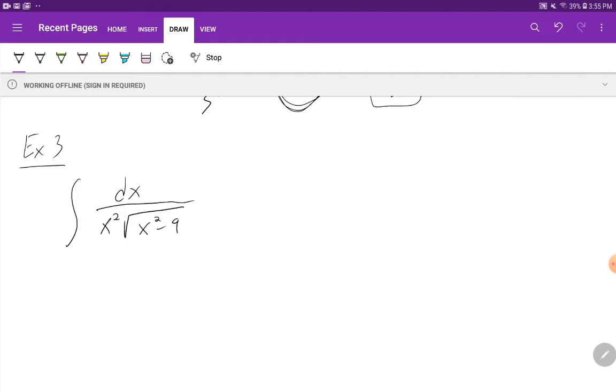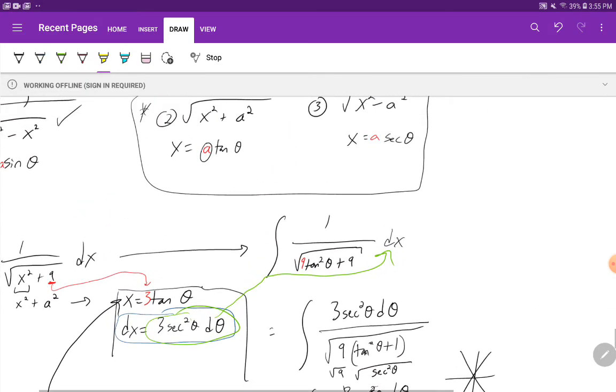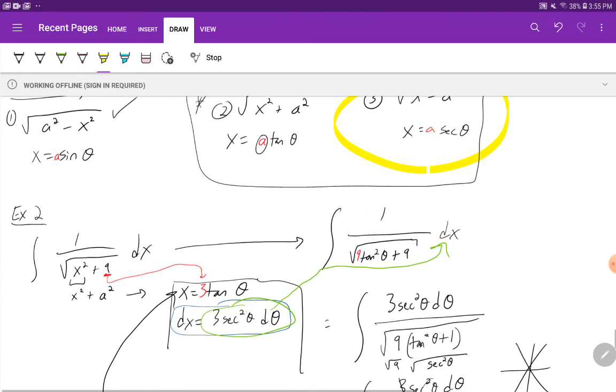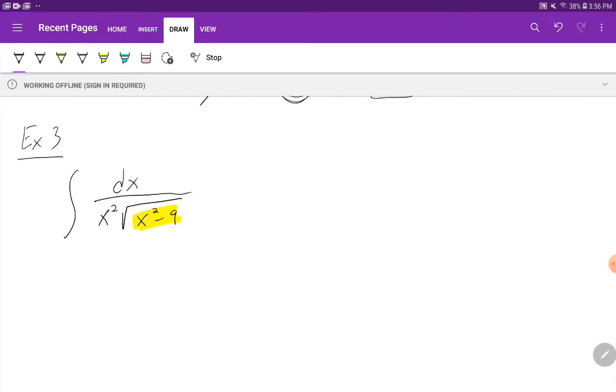Well, I see an x squared minus 9. I can't really use the product rule on this. I can't really use u sub on this because x squared is on the inside and it's on the outside. But I do notice this form, x squared minus 9, and that is one of the 3 forms. That is the third form right here, right? This means this is the secant one. I have to use the secant definition. So this one, I'm going to go x is equal to secant theta, right? But I cannot forget about my a value. In this case, it's going to be 3, just like the last one.